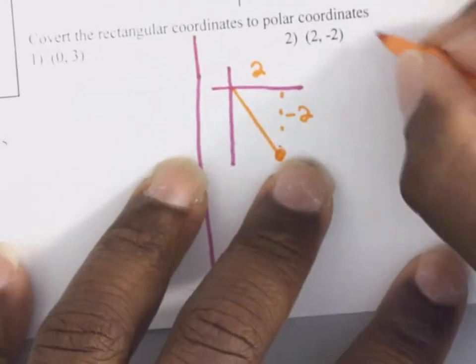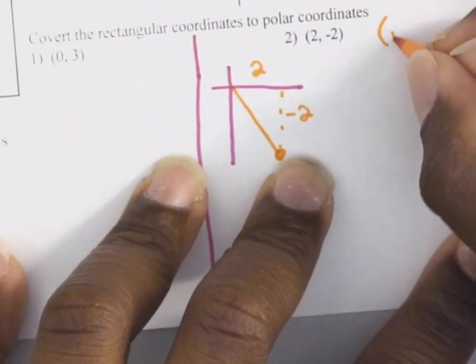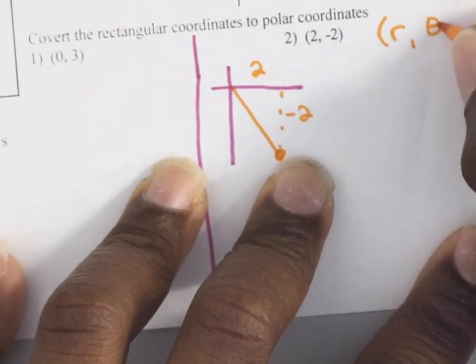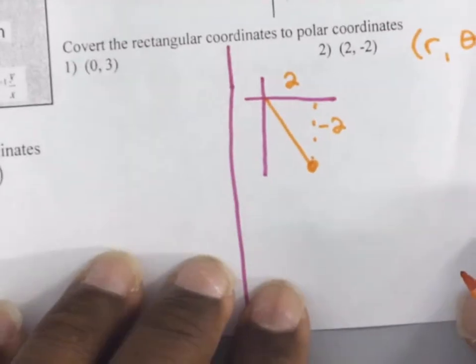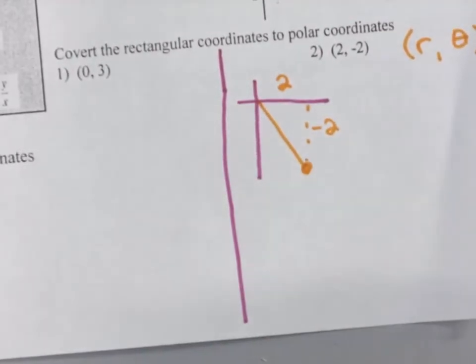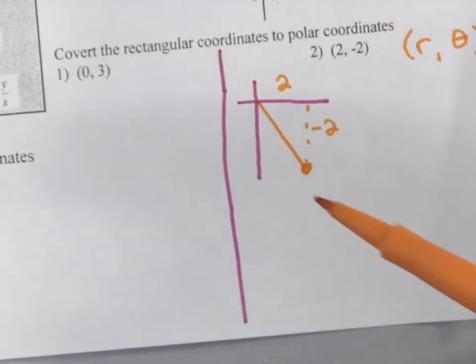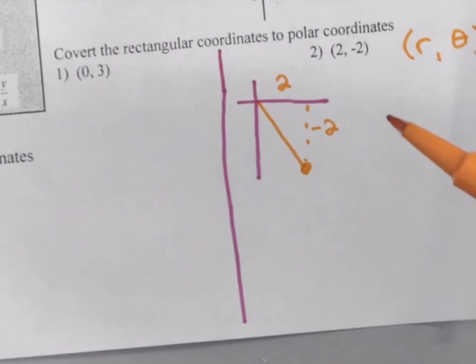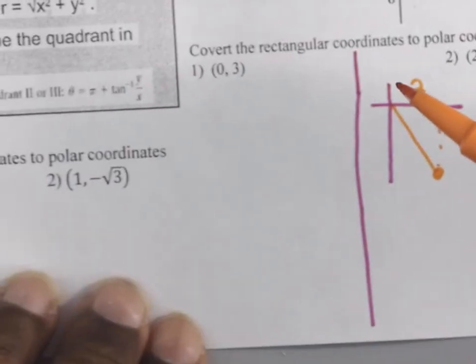Our goal is to figure out how to convert this so that it's r theta. R is the hypotenuse, right? How do I find the hypotenuse of this triangle? Pythagorean theorem, right?